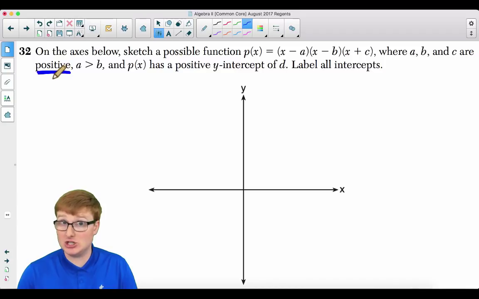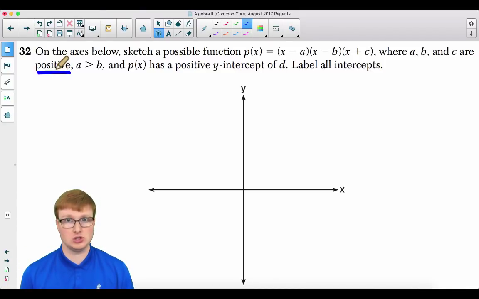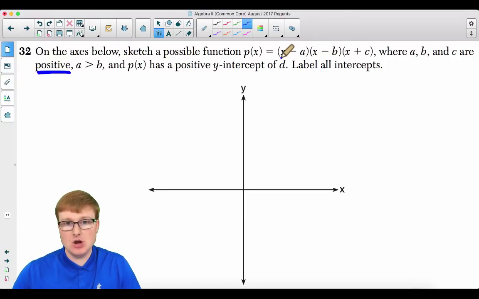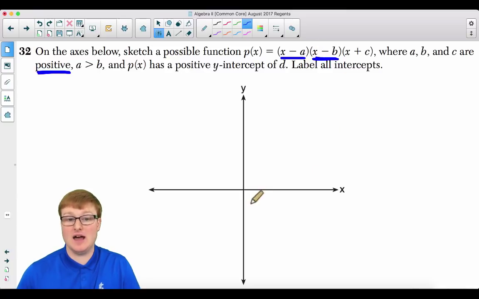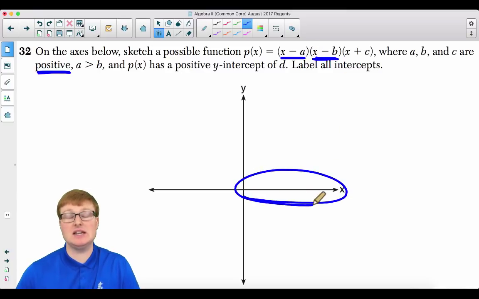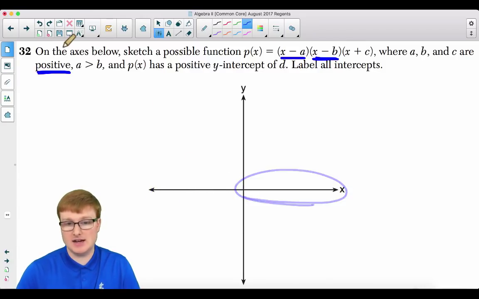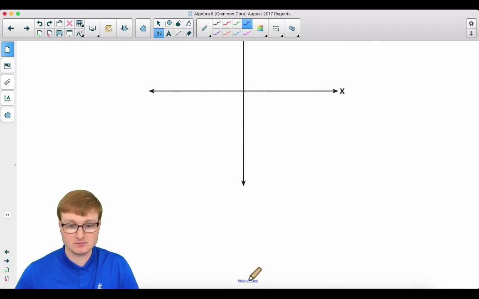That's important information. If a, b, and c were negative, it'll change the whole story of this polynomial. So, notice how we have x minus a and x minus b. These are actually positive x values, so they're somewhere in this vicinity. X plus c is somewhere in this vicinity, because I'll tell you right now why that's true.